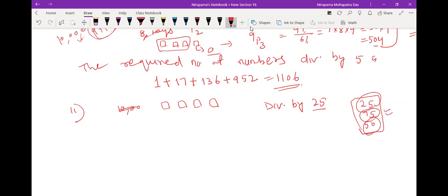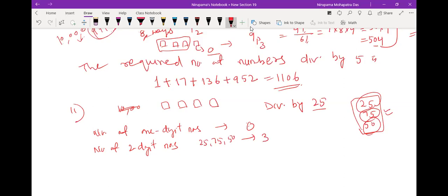So the number of one-digit numbers is how many? Not possible, 0. Now coming to the number of two-digit numbers. Basically, we are considering the numbers which are divisible by 25. So you write either 25, 75, or 50. So it will be 3.